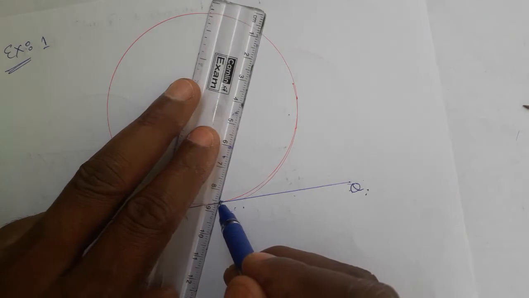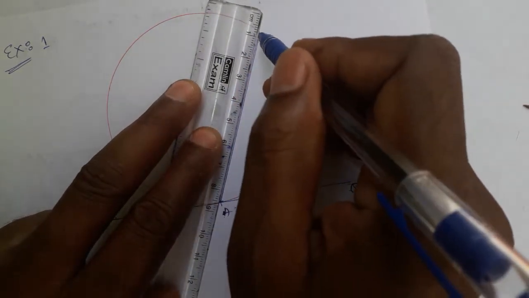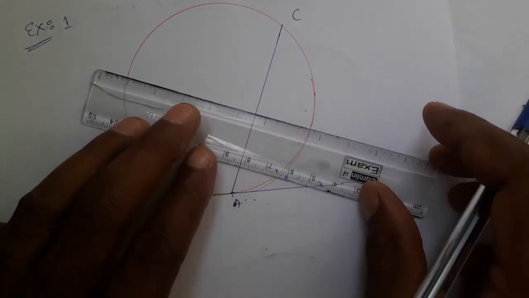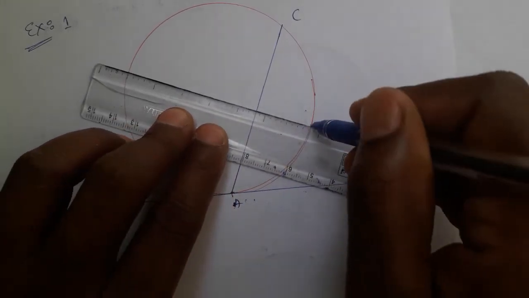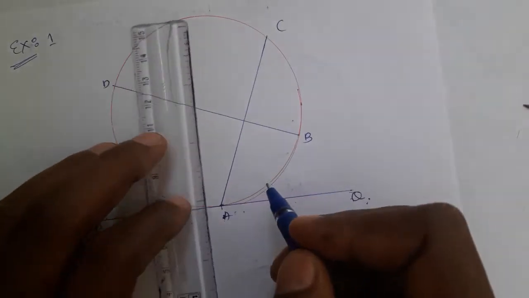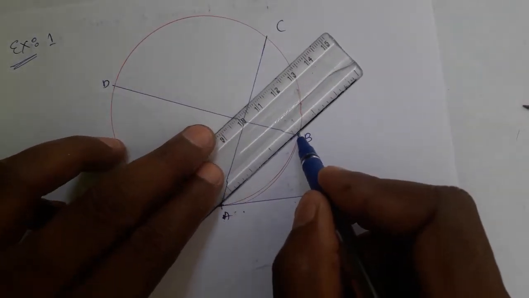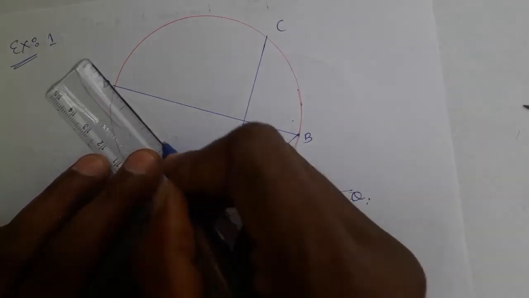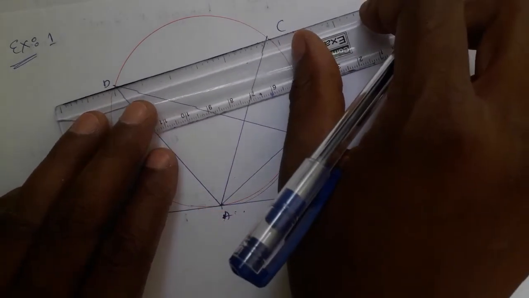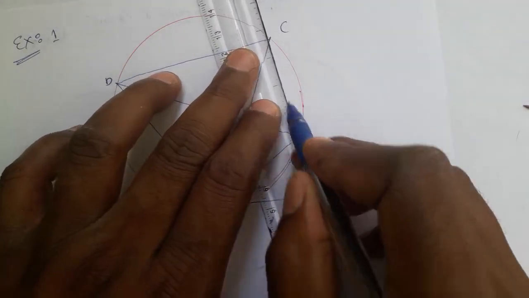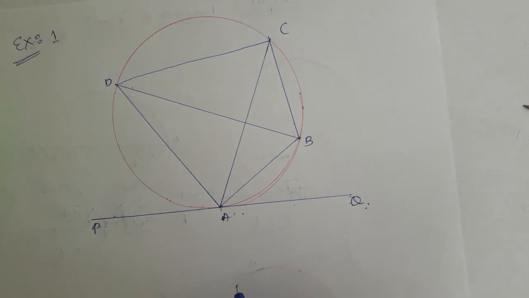One chord is drawn here from A to C. AC is a chord. One more line is also drawn, that is BD. They are joined, AB, and even AD also joined, even CD also joined. All the four vertices are joined such that a cyclic quadrilateral is formed.